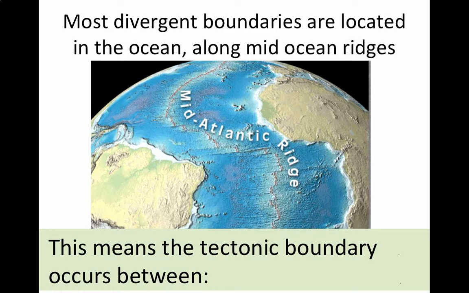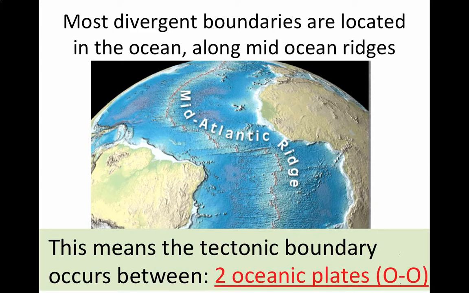mid-ocean ridge. We know that the most common type of crust with a divergent boundary is two oceanic plates, or an ocean-ocean boundary.